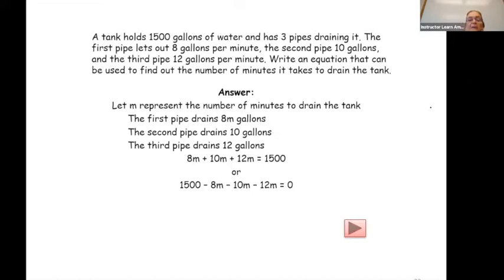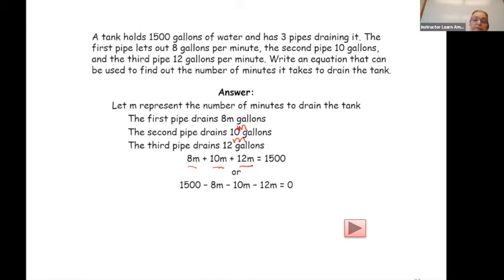So the first pipe would drain 8M gallons in the time that we have for the total. The second pipe will drain 10M gallons. And the third pipe will drain 12M gallons. If we add all of these up, the number drained by the first pipe to the number drained by the second pipe to the number drained by the third pipe, we find that the total makes 1,500.